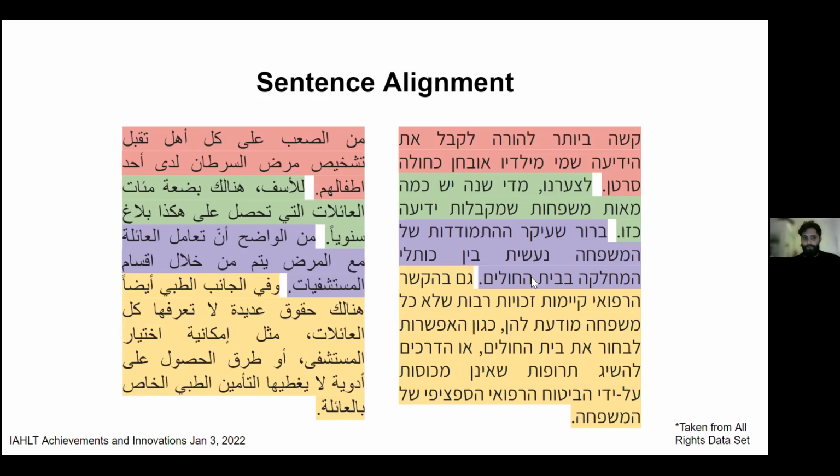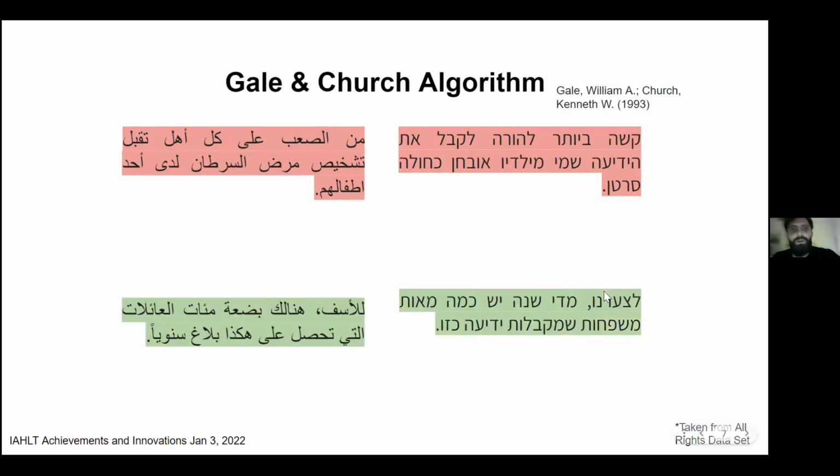So there's a couple of ways to do so. We chose to look into the Gale and Church algorithm, which is one of the classical algorithms for unsupervised sentence alignment. It's a simple and language-independent algorithm based on a statistical model of character length cast in a dynamic programming framework.